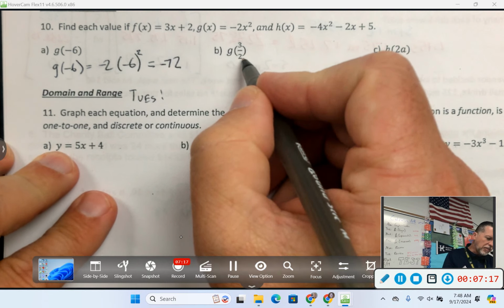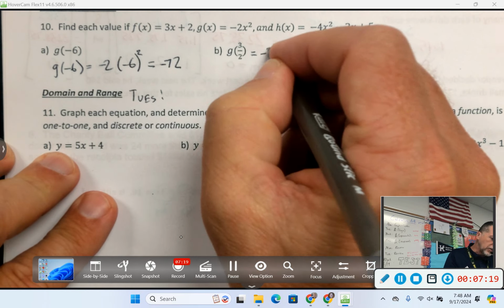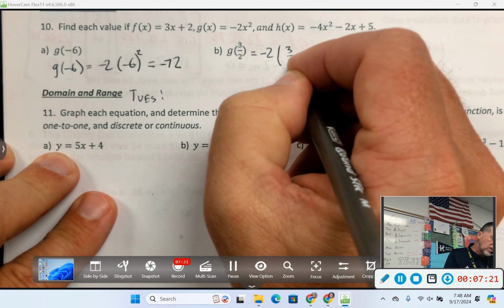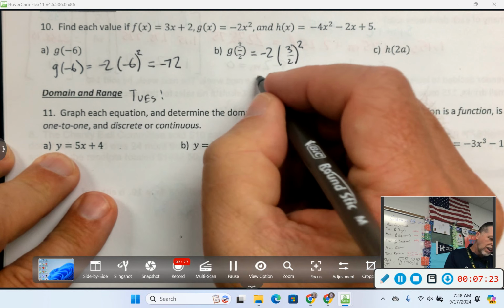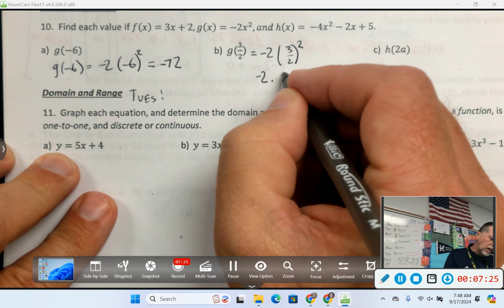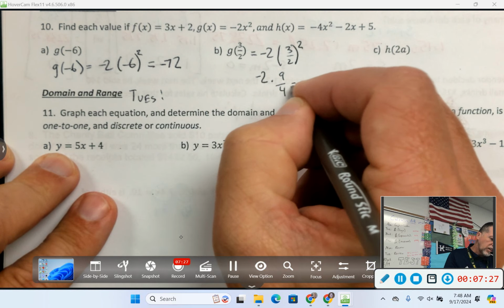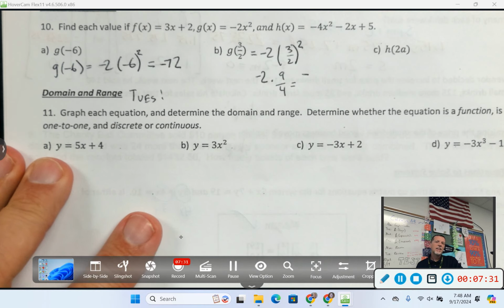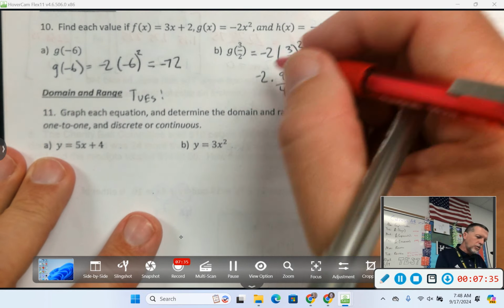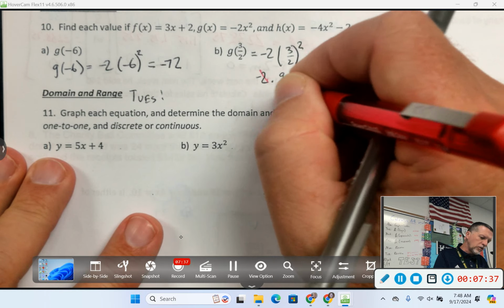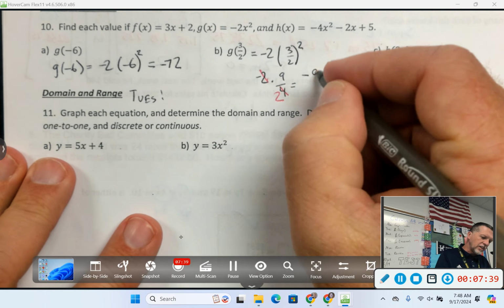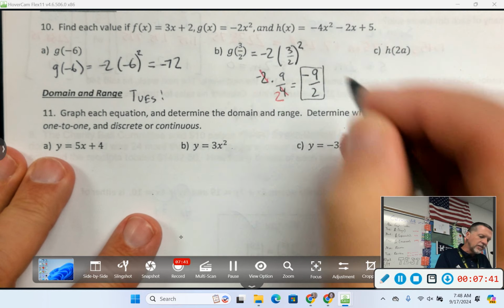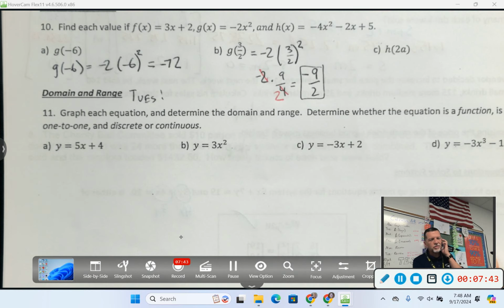G of 3/2 is going to be mildly annoying because of the fraction, but that's okay. Negative 2 times 9/4 would be negative 18/4, which reduces, or you could reduce first and get 9/2. Either way, you're landing at 9/2 and reducing by 2, so whichever.